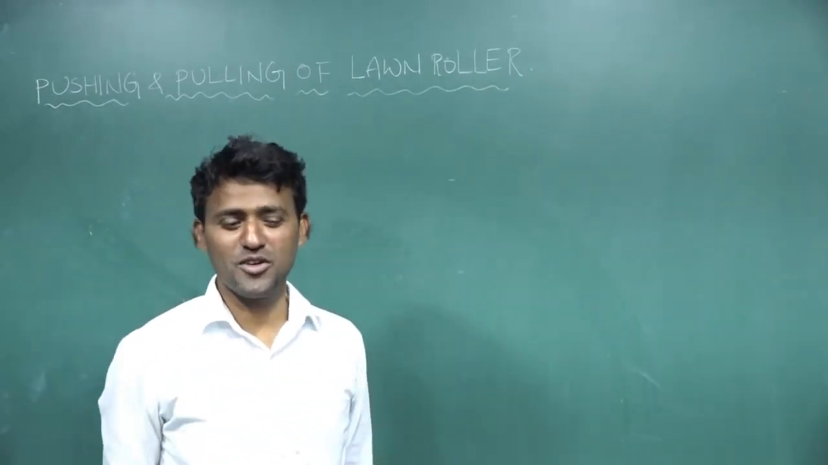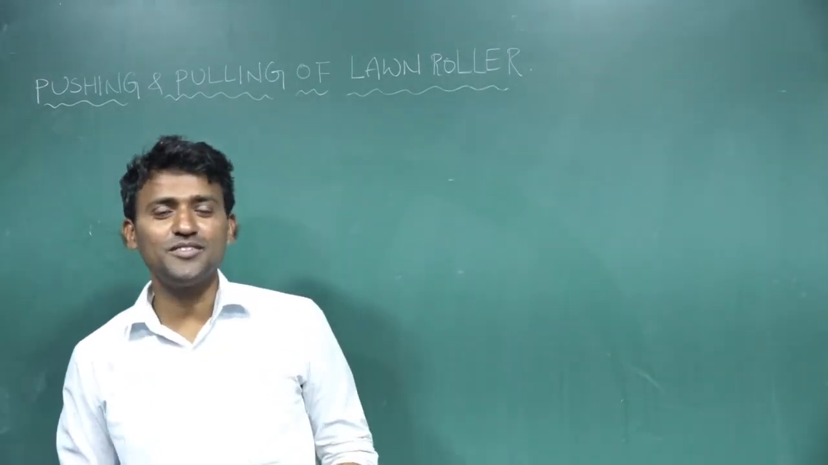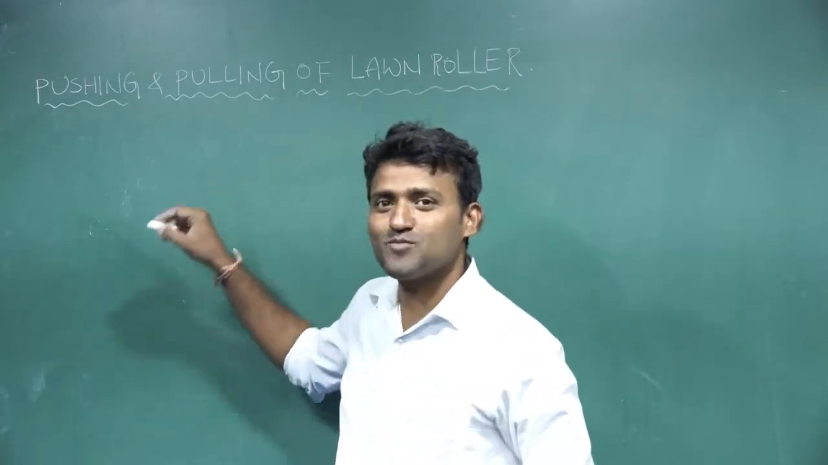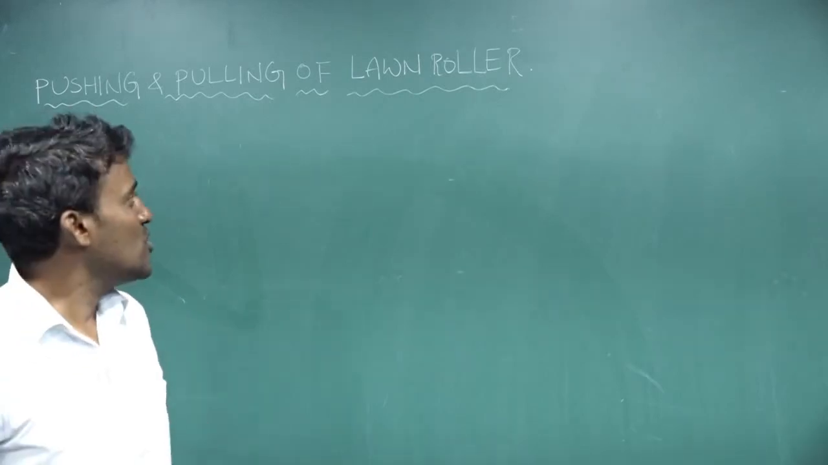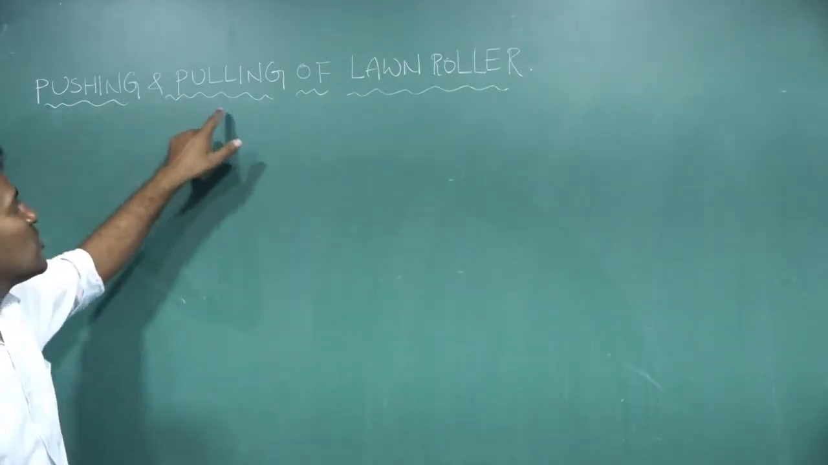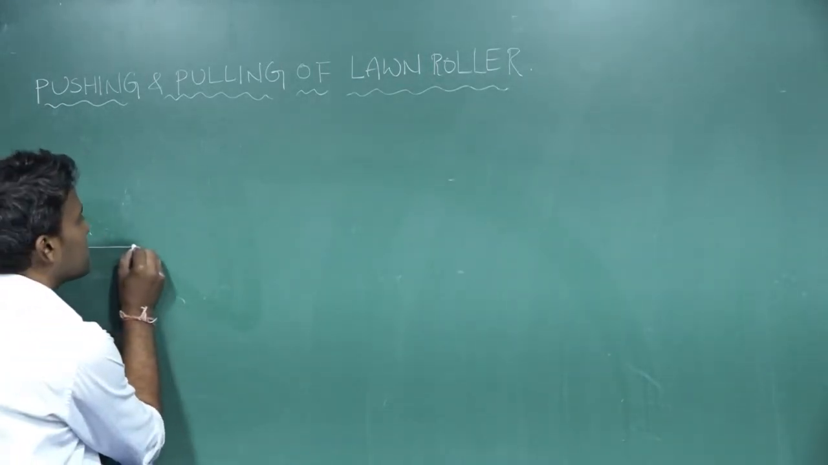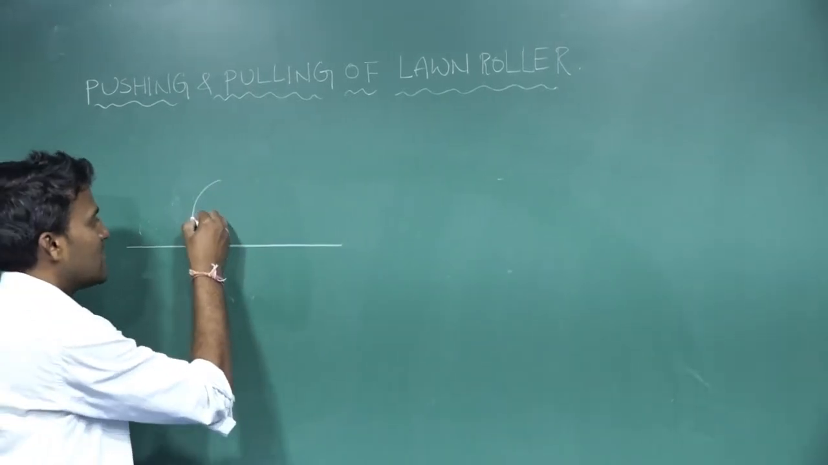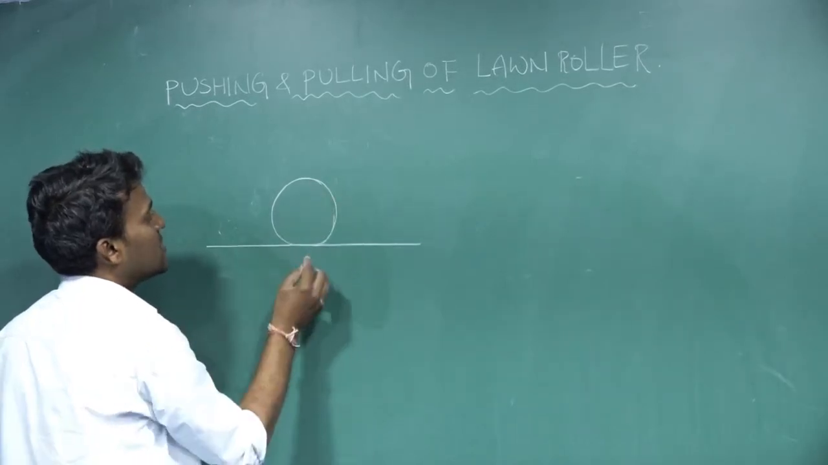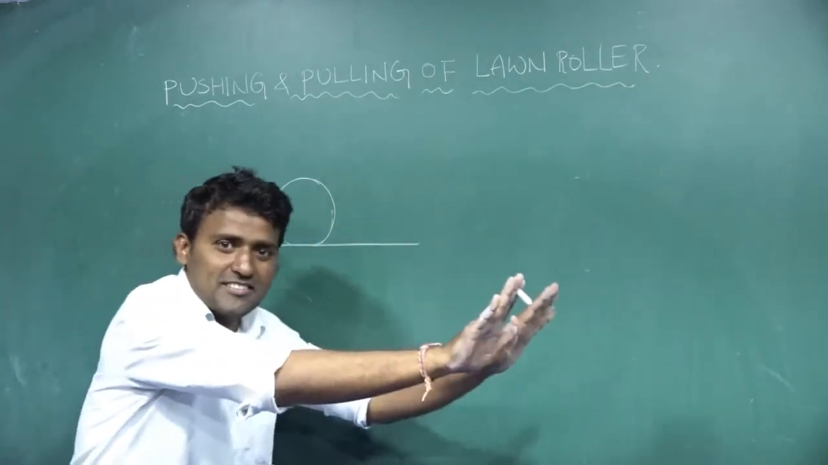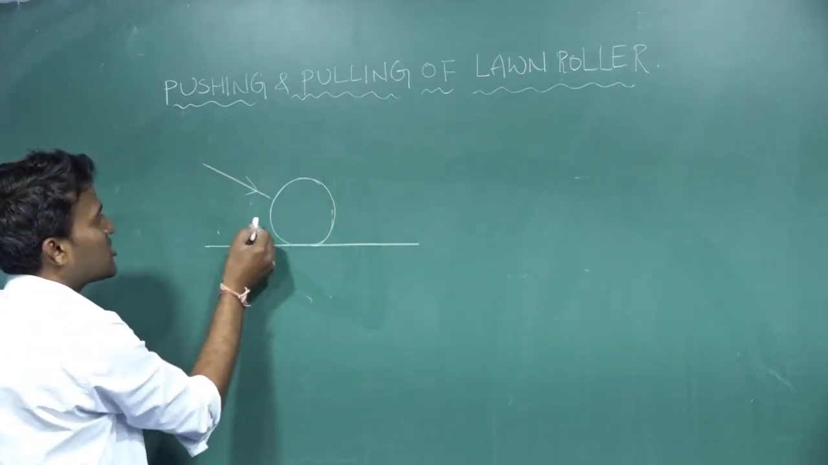Where can you observe the lawn roller? Students, boys are very much interested in cricket. In a cricket ground, you can observe the lawn roller, isn't it? To smooth the surface, the pitch, they use the lawn roller. Now, what about the pushing and pulling of the lawn roller? Now we are discussing it. See here, I am taking one lawn roller as a circular shape. Pushing means we have to push like this. We are applying the force along this direction.